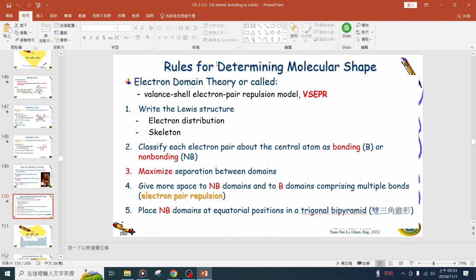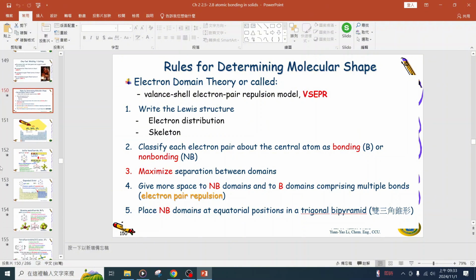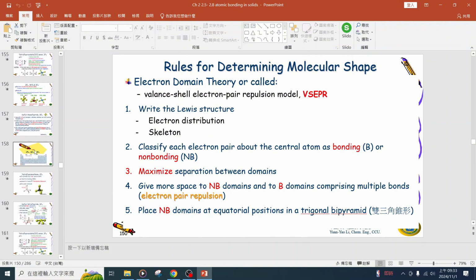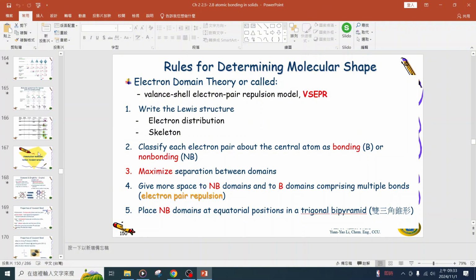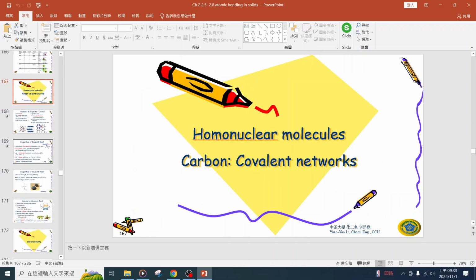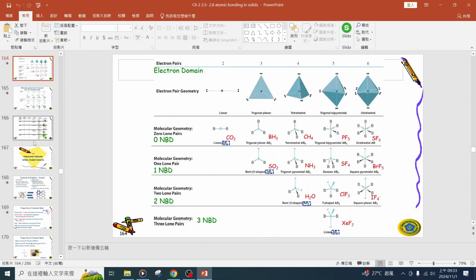And also, if you have rules to make the molecular shapes, then we follow VSEPR. But again, unfortunately, I don't have time to talk about this. So if you are interested in this topic, please read this by yourself. They are very interesting topics.